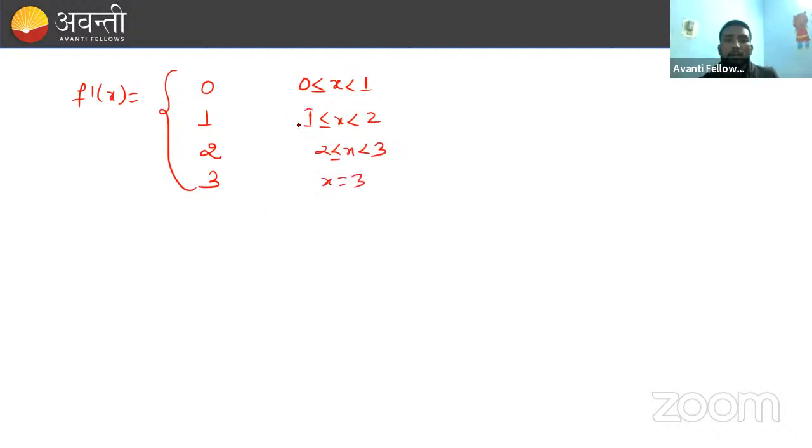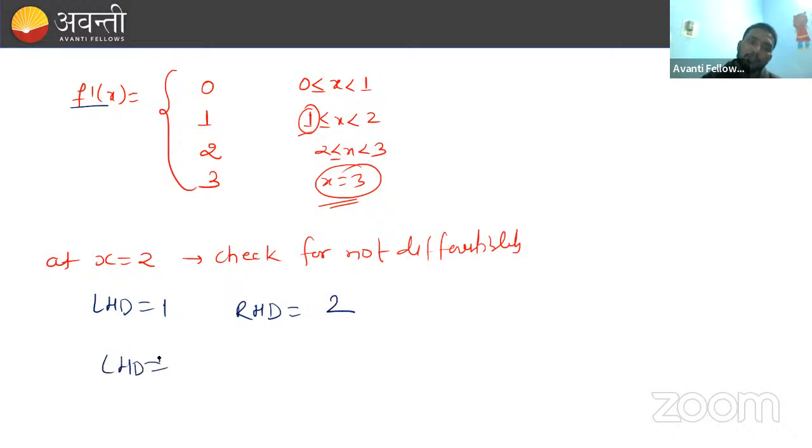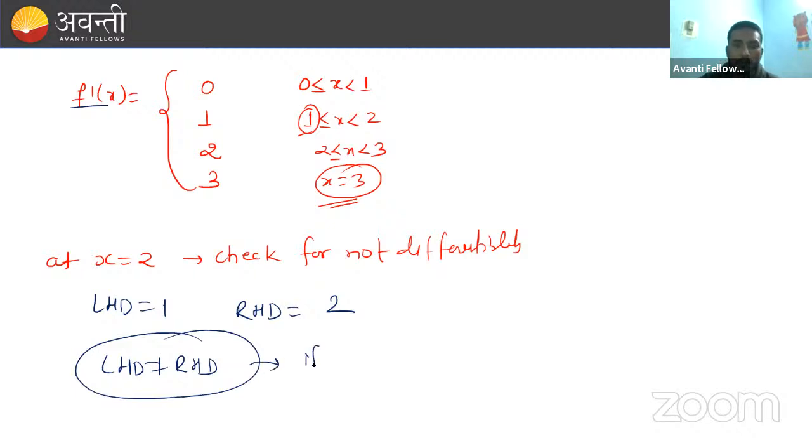Already at 1 and 3 it is sorted, so no need to check there, but we have the function which is continuous at x equals 2. So at x equals 2, we will check for non-differentiability. You can see we already have f dash x. LHD is 1, and RHD, the right hand derivative, is 2. So LHD is not equal to RHD. It means it is not differentiable.